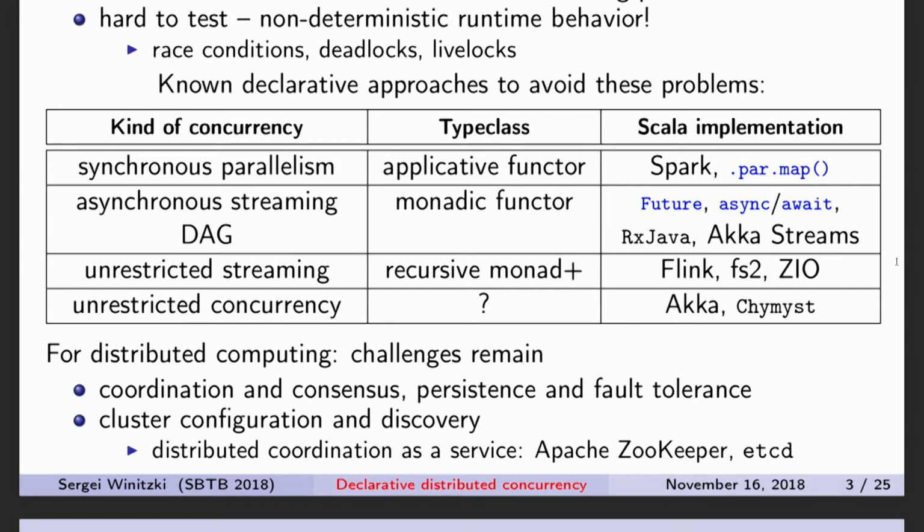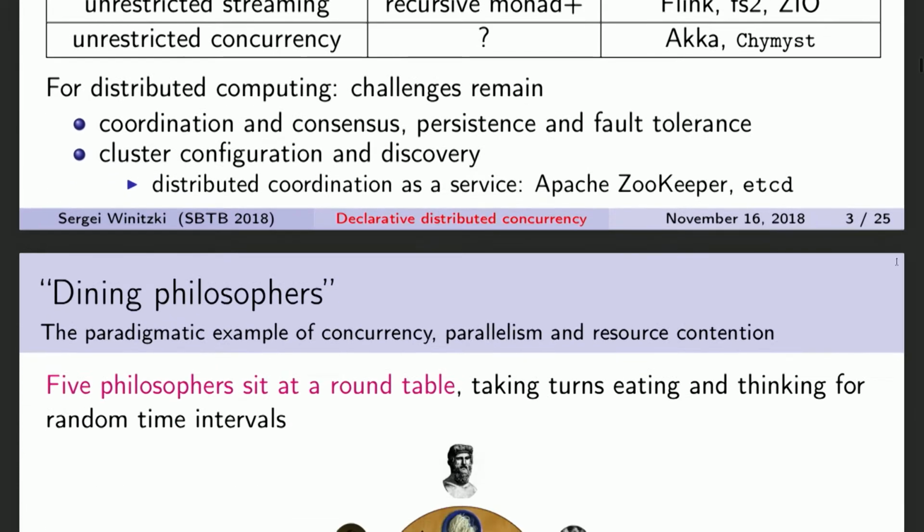And I would like just to mention that Apache Zookeeper and etcd, and maybe other things like Consul, provide distributed coordination as a service. And that's what I'm going to be using as implementation for my library. But this is just an aside.